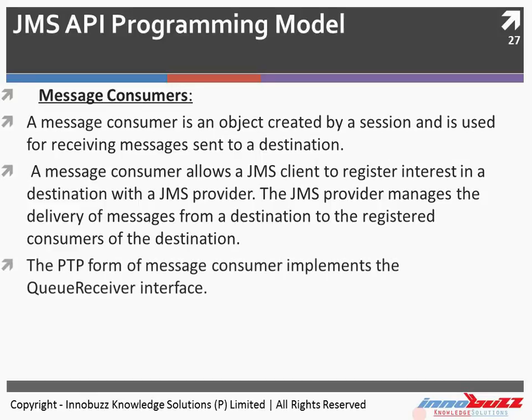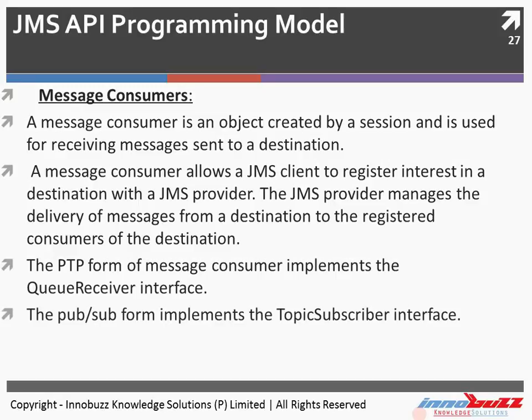The point-to-point form of message consumer implements the queue receiver interface, and the publish or subscribe form implements the topic subscriber interface. So if you see, in each component there are certain interfaces which must be implemented for any JMS application. So far we have seen all these components have certain interfaces for both the point-to-point messaging domain and the publish or subscribe messaging domain.